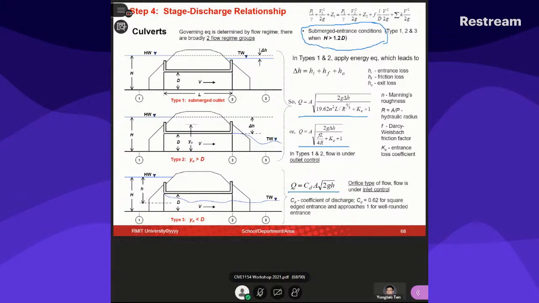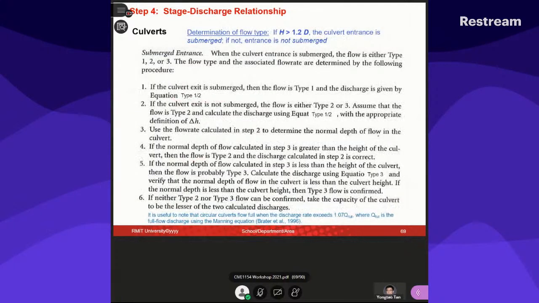So that means we use the capacity, the discharge with the smaller one. And also, be clear that here, for the circular cover, I mean the circular pipe, for example.